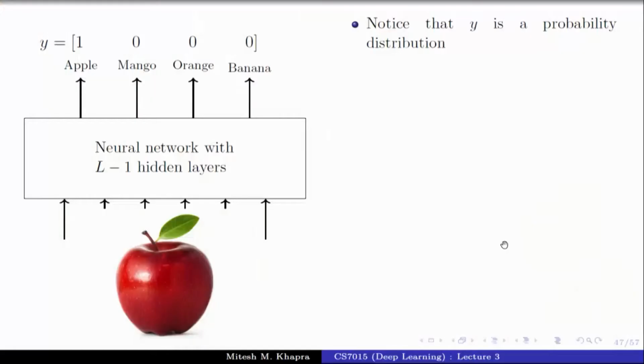So notice that y is a probability distribution. And this is the y which I've shown you there, right? y is equal to 1, 0, 0, 0. What do I mean by y is a probability distribution? What is the meaning of a probability distribution? Is this a discrete distribution or a continuous distribution? Discrete. Everyone agrees with that. Now what do I mean when I say I'm giving you a probability distribution?